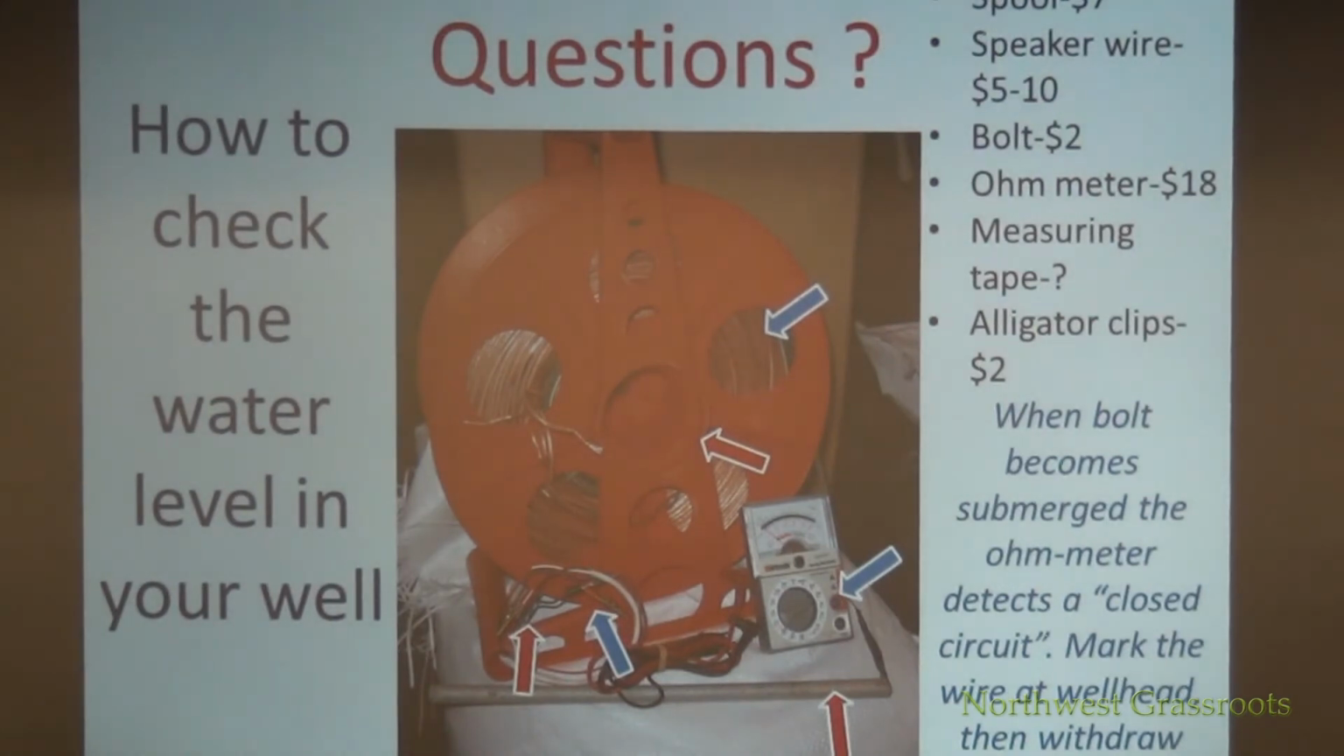So this is my Rube Goldberg method of measuring water levels in a well. For about $50 at Lowe's, you could put one of these together yourself. Wow. So how much is the government calling you?